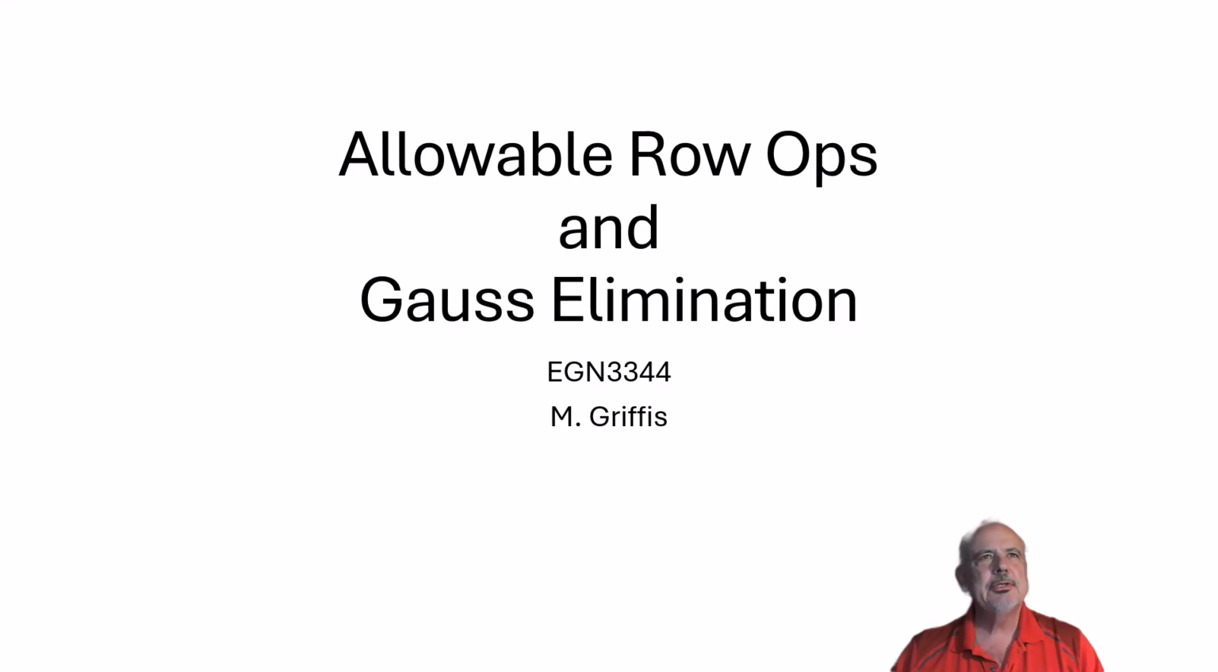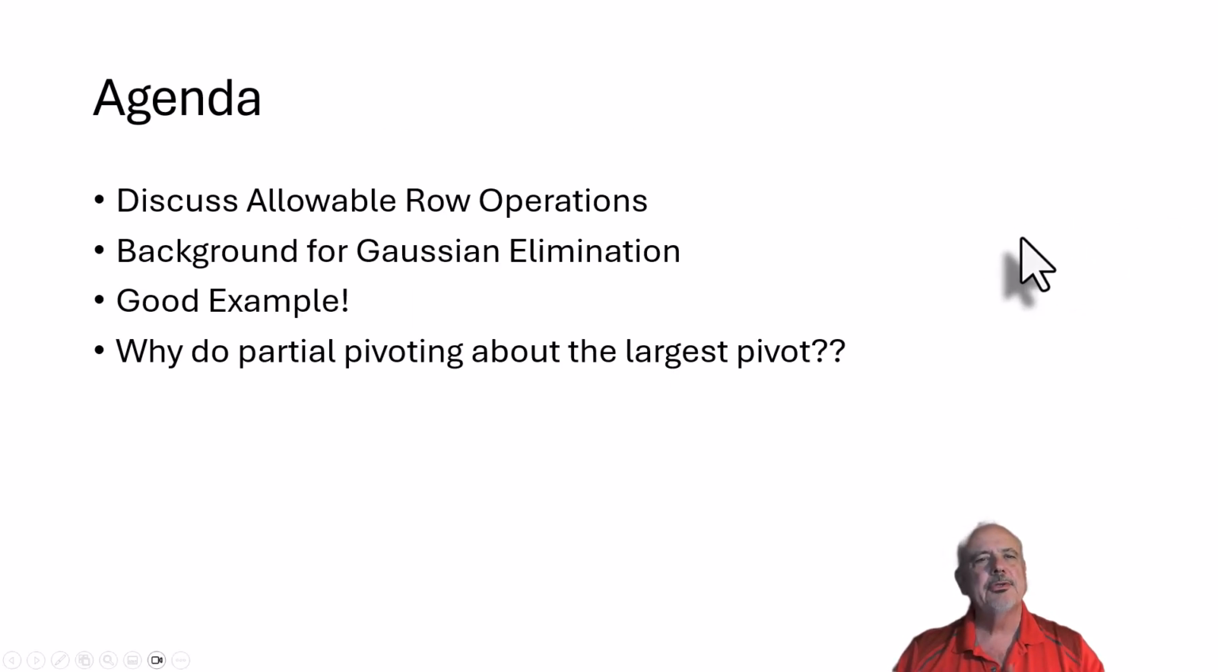Hello, today we're going to talk about allowable row operations and Gaussian elimination. We're going to talk about those things, and we're also going to do a good example. We're going to end up talking about partial pivoting and what that is and why we do that about the largest pivot.